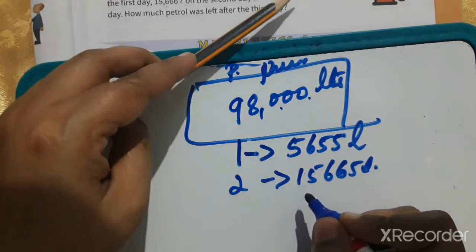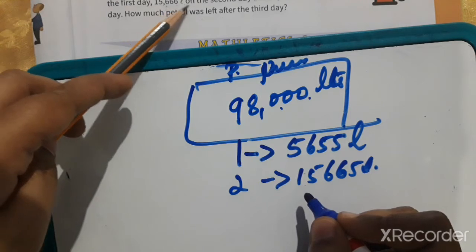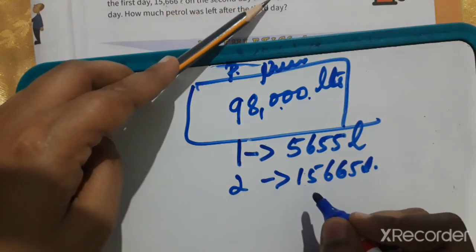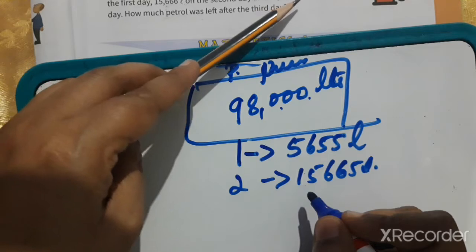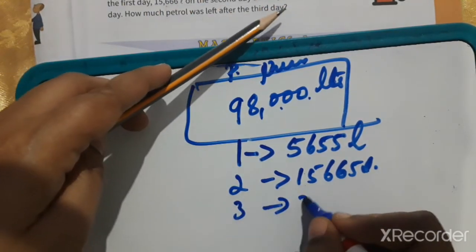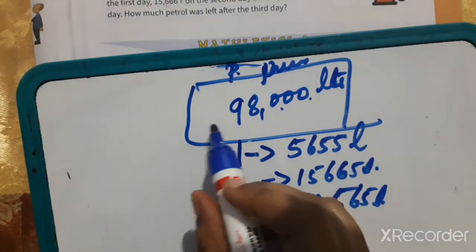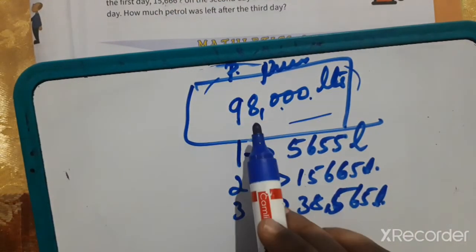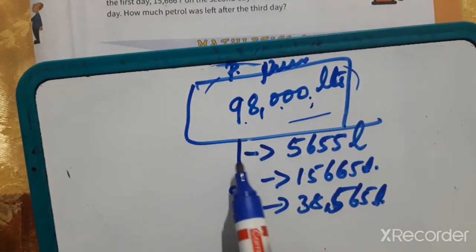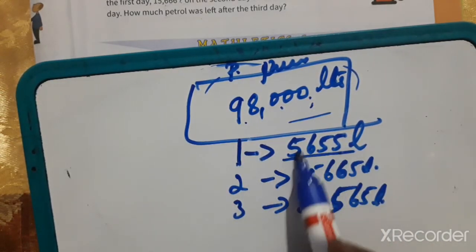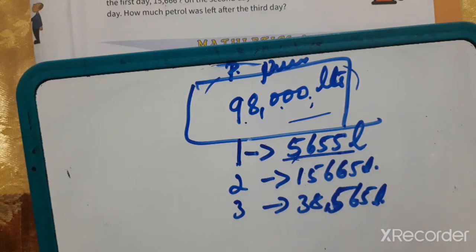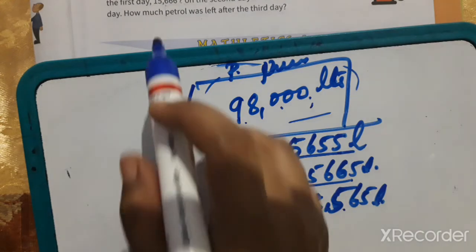So 5,655 liter was sold on first day, 15,666 liter on second day, and 38,565 liter on third day. So total quantity of petrol in a petrol bunk is 98,000. Okay, and then first day 5,655 liters was sold, second day 15,666 liters were sold, and third day 38,565 liters were sold. Now we have to find how much petrol was left.